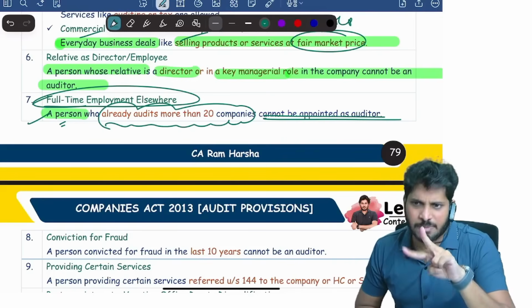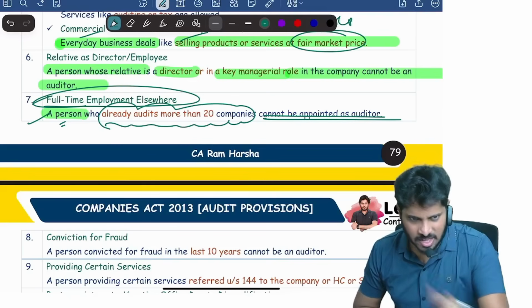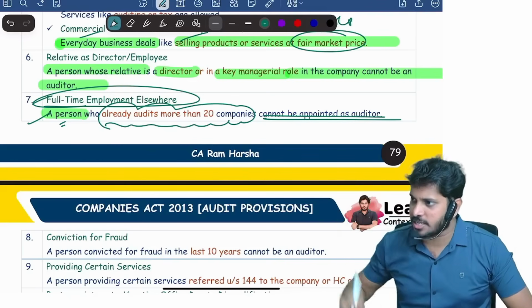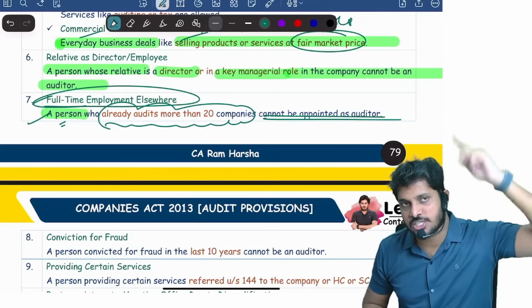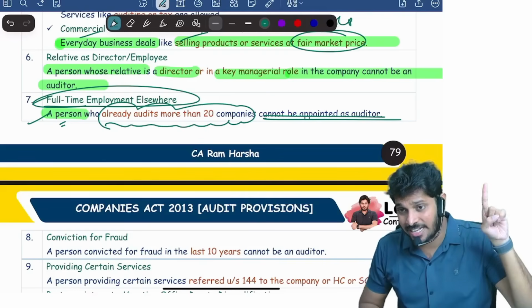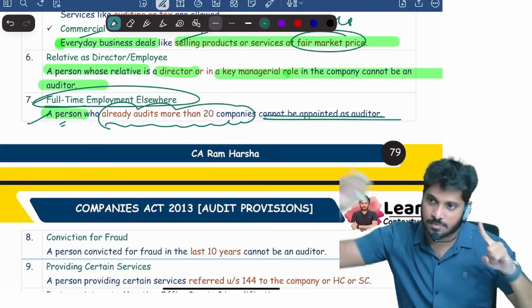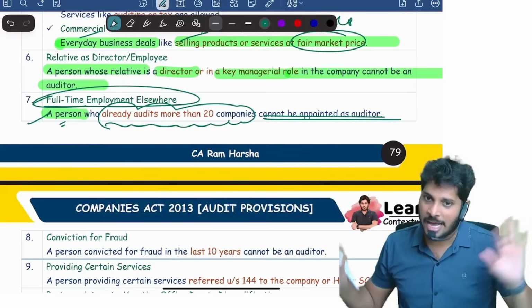20 companies, is it per financial year, per calendar year? Nothing. At a time. Suppose today a company asks me, sir, can you act as an auditor? Today I will check how many companies I am right now acting as an auditor. If that number is less than 20, I will accept this company. If that number is more than 20, I will not accept.